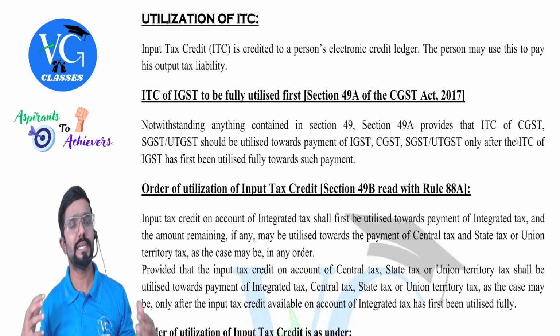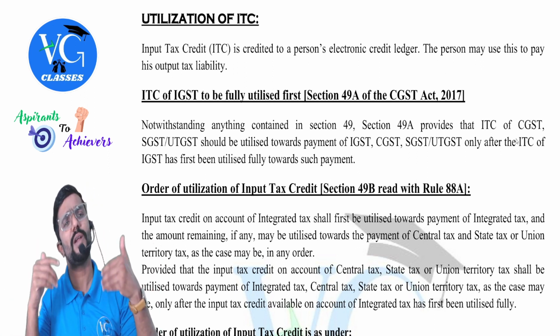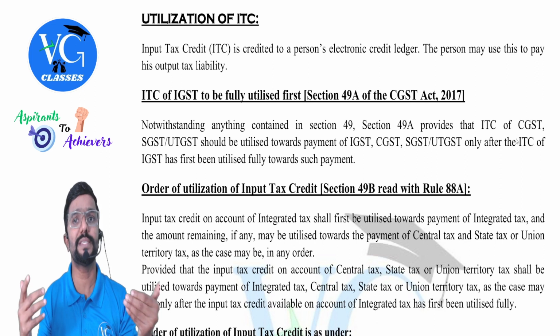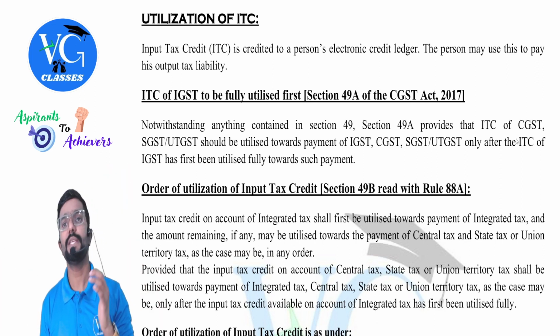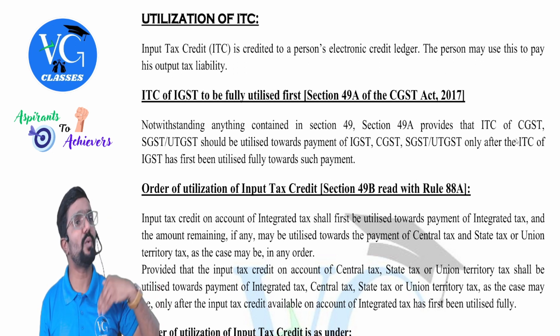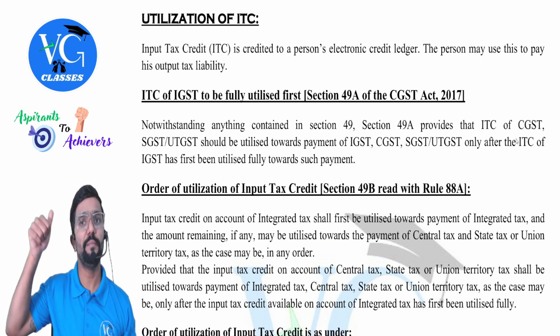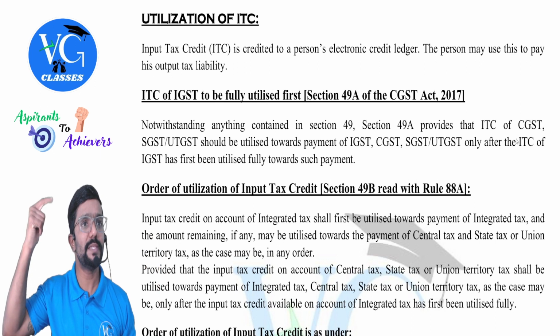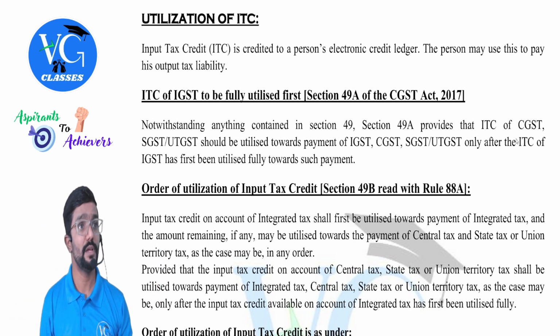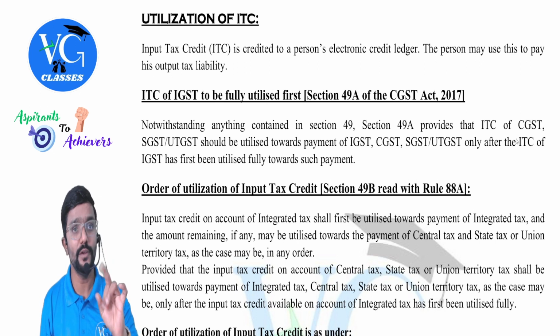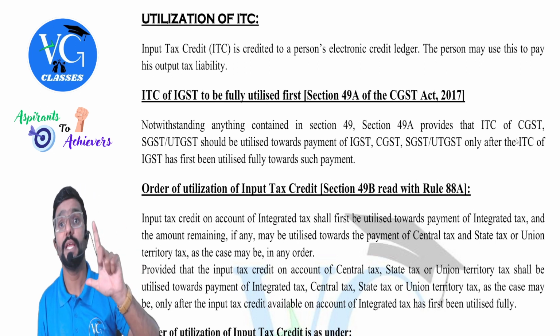Sir, how can I use it? Can I use it however I want, in whatever order or sequence I want? No. They have given a prescribed order. Why, sir? Because the input tax I would have paid, guys, might be IGST, CGST, SGST or UTGST. And both will not be there. Please be careful, either UTGST or SGST.